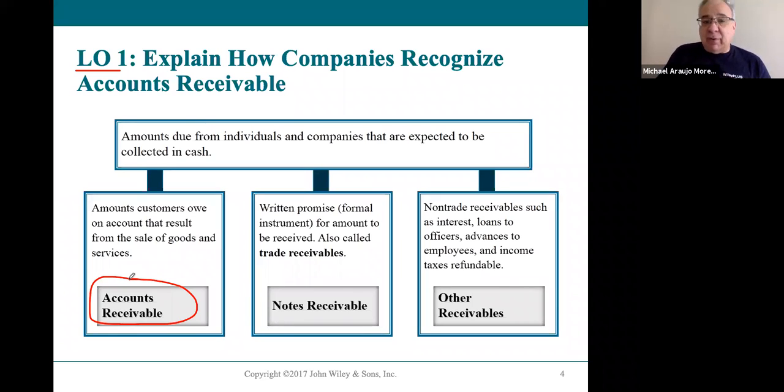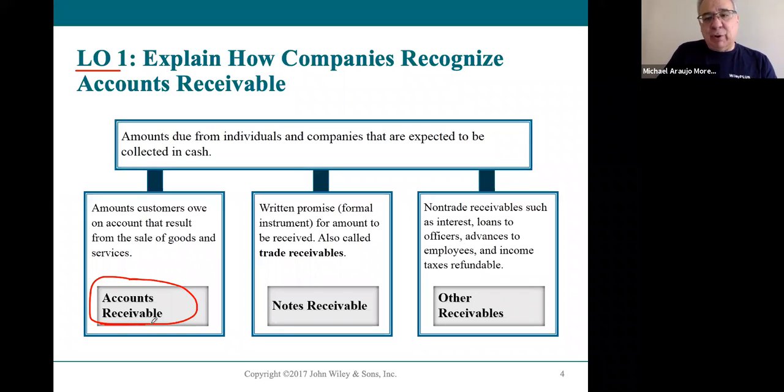Sometimes, as you remember from chapter 5, there's a little sweetener in the term. Sometimes they'll say, look, 2% if you pay within 10 days. If not, the net amount is due in 30 days, 2/10 net 30. And sometimes that's taken advantage of, sometimes it's not. So again, still on business to business type of things. This is where accounts receivable is basically created.